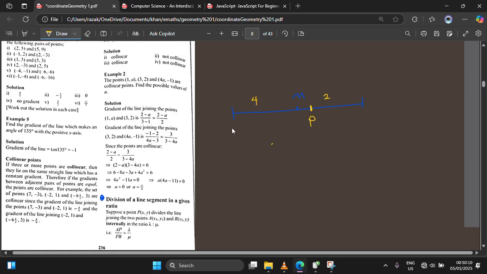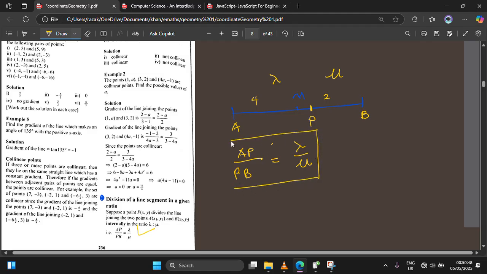So let's take this as our line segment AB, right? Then AP, which is here, divided by PB is equal to the ratio in which they are divided. So for the purpose of this lesson, we'll be using lambda and then mu. So lambda and mu. Never forget that lambda comes first, okay? So this is what we'll be using.